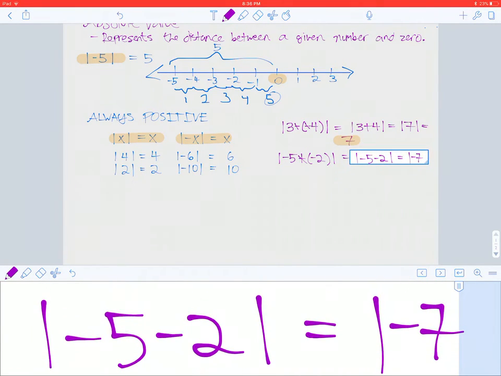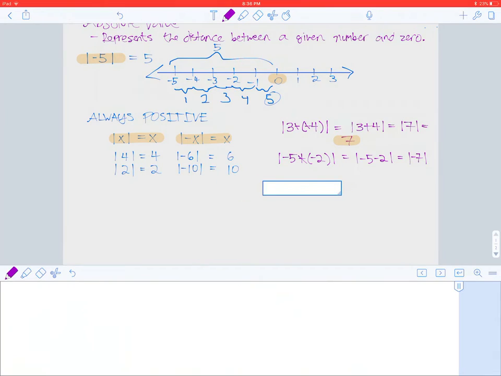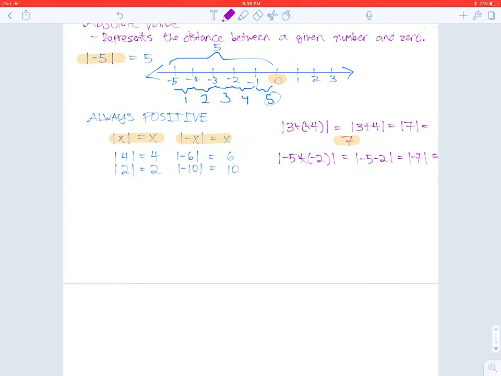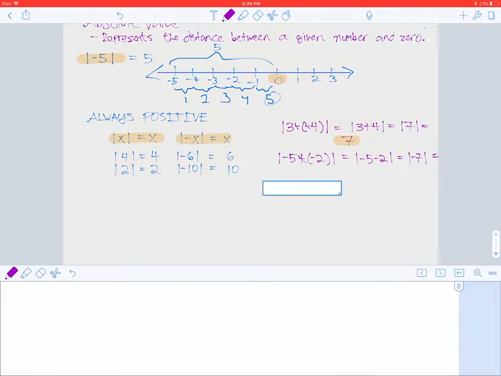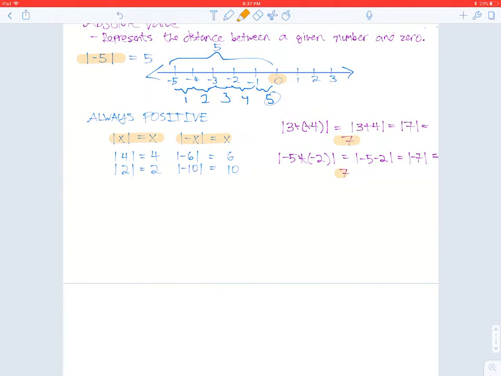What's the absolute value of negative 7? 7. Which is going to equal 7. The reason being is that the absolute value of a negative integer is its positive opposite. So the absolute value of negative 7 is 7.